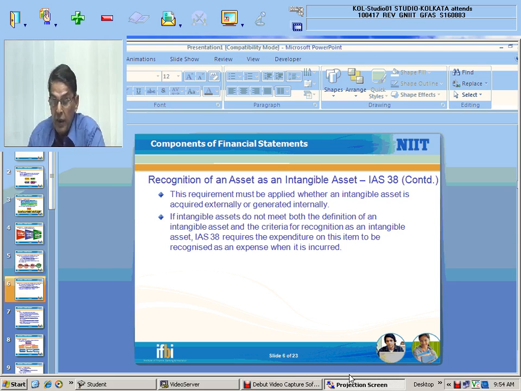So these are situations where the intangible asset may be contained on or in a tangible item. In such a situation, judgment is required to determine which is the most significant element. Of the two, which is the most significant element?